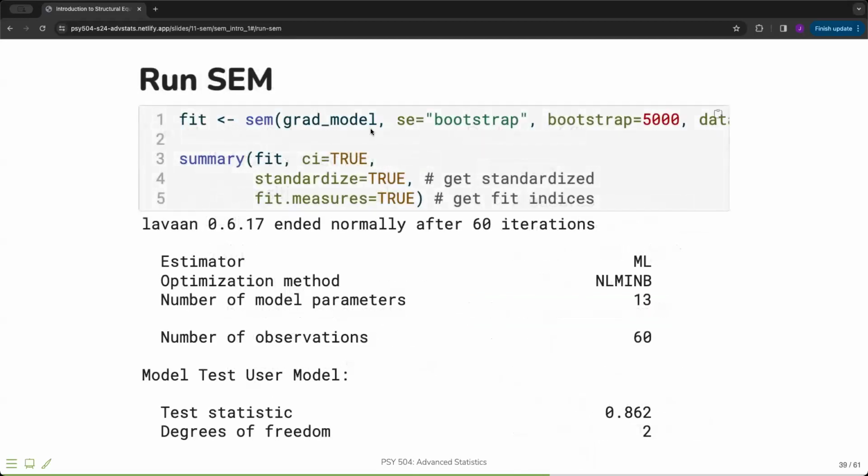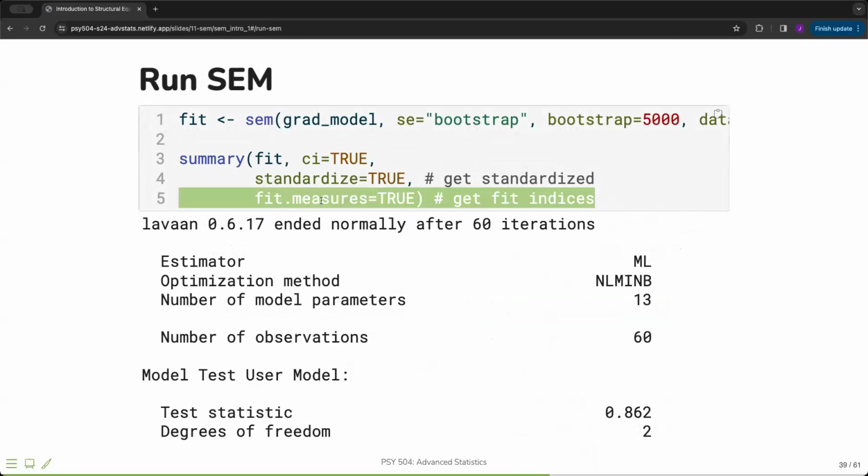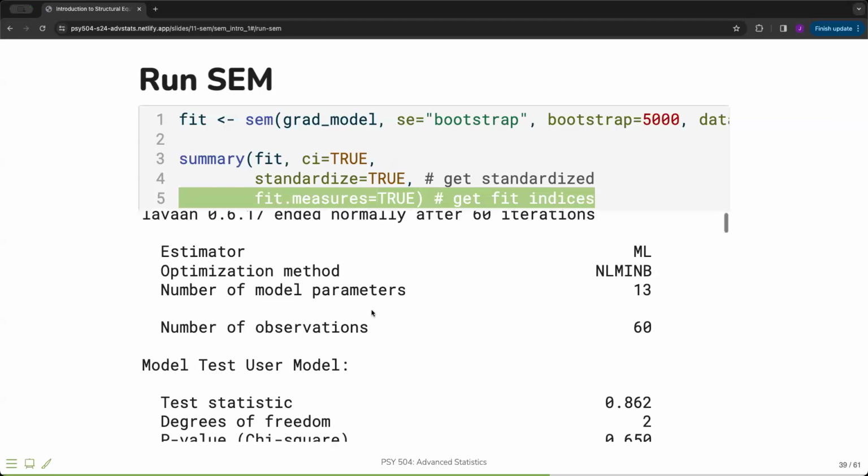So how do we get these from our output? We can fit our model, and then we can use the summary function to output the results. Here we're going to get standardized estimates, so we're going to set standardized to true. And then we're going to say fit.measures equals true as well. We're going to take this argument and set it to true, and this gives us our fit indices. So this is the outputted model here.